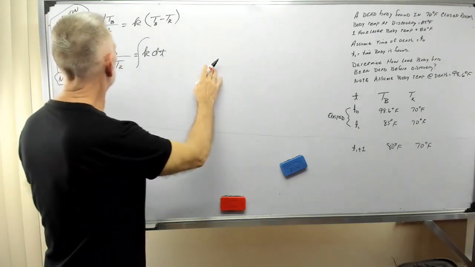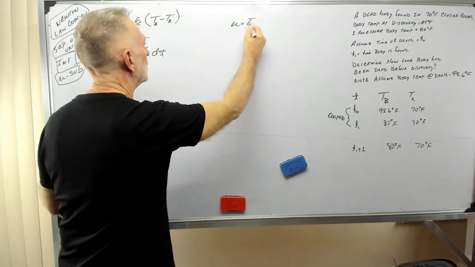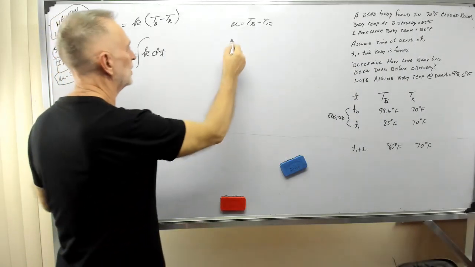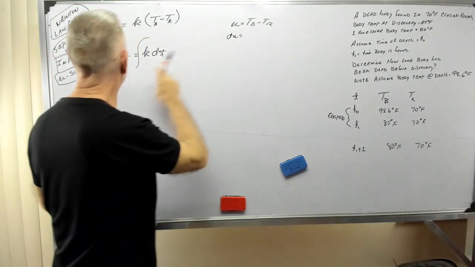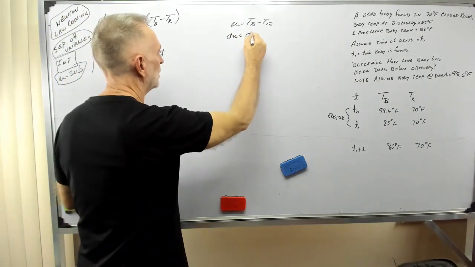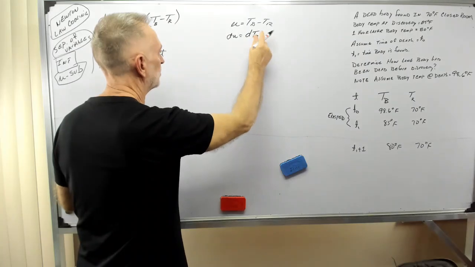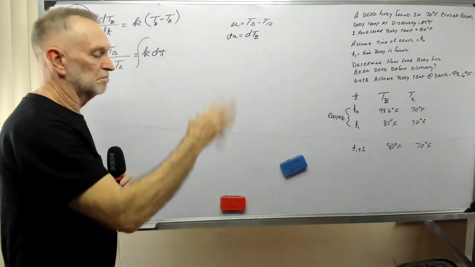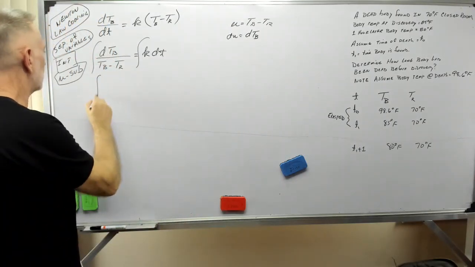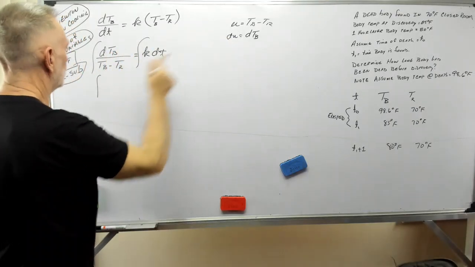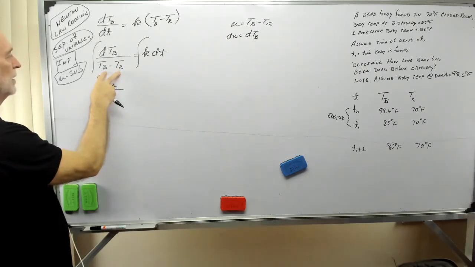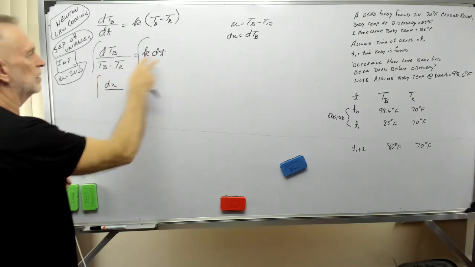So let's let u equal T sub B minus T sub R, the temperature of the body minus the temperature of the room. Then du, and keep in mind we're differentiating with respect to T sub B, the temperature of the body, so that just becomes the derivative of T sub B. The temperature of the room is a constant. What's the derivative of a constant? 0. So what do I have here? I have the integral of du, which is the derivative of T sub B, divided by the difference in the body and room temperature, and that's u.